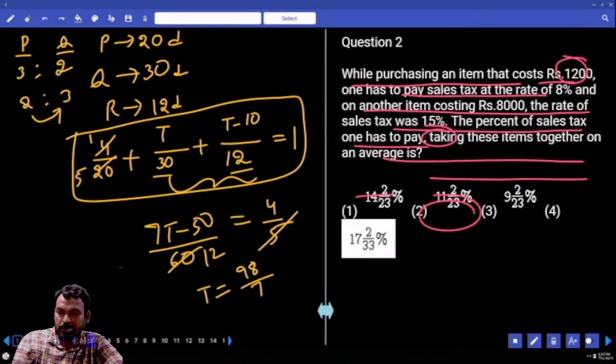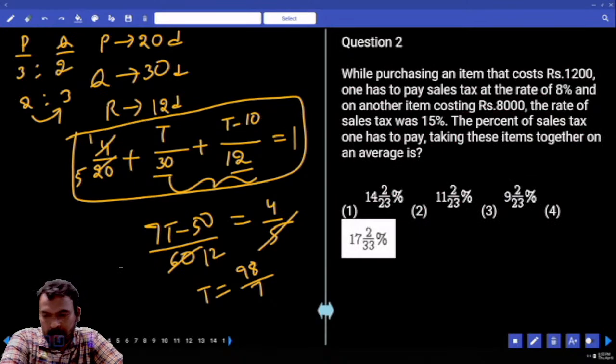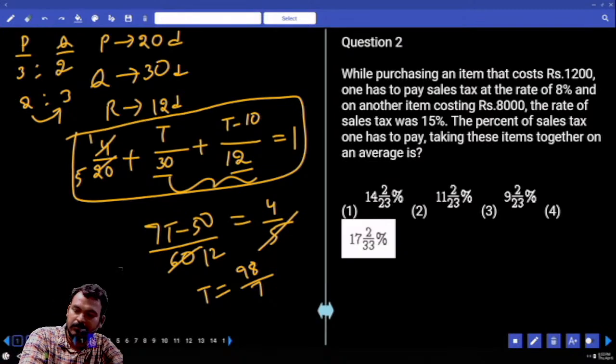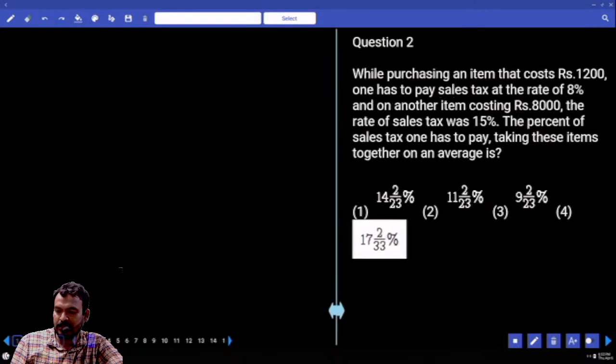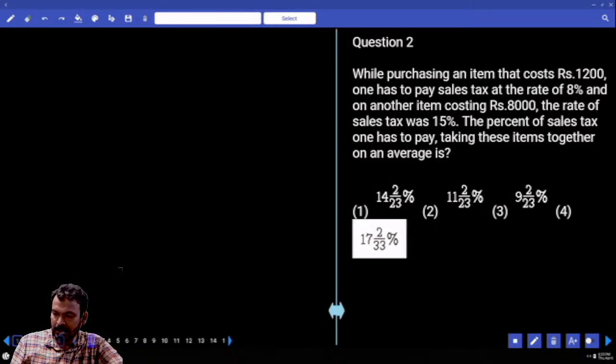Next, question number 2. While purchasing an item that costs 1200, one has to pay sales tax at the rate of 8%, another one costing 8000, if the rate of sales tax was 15%. What is the percent sales tax one has to pay taking these two items together on an average? Okay.